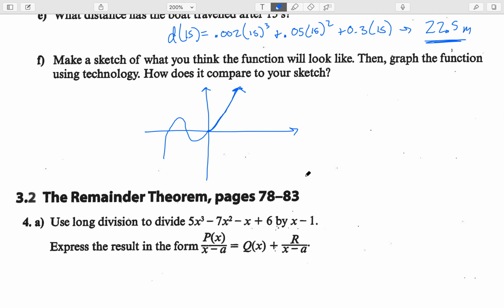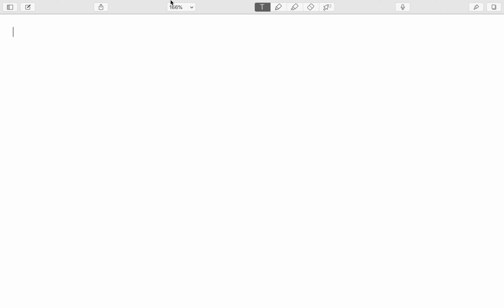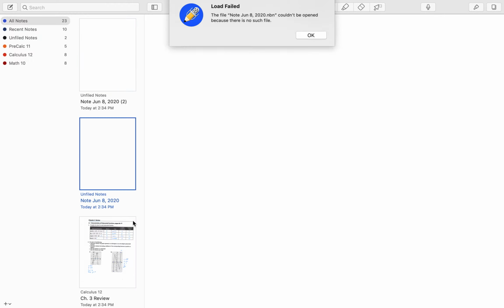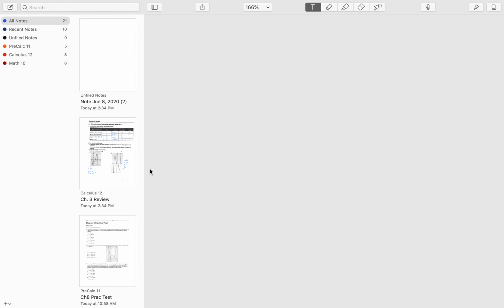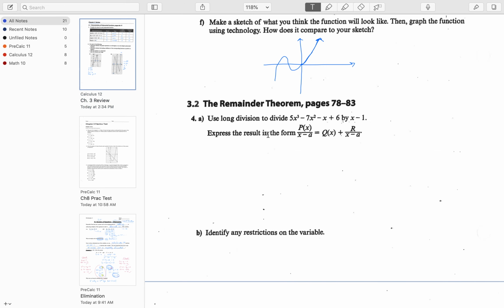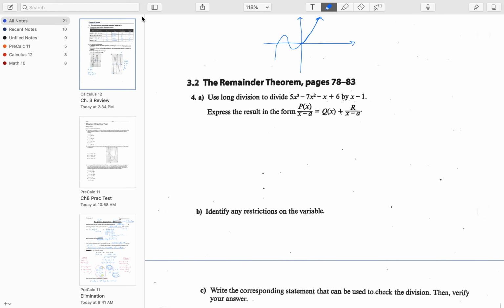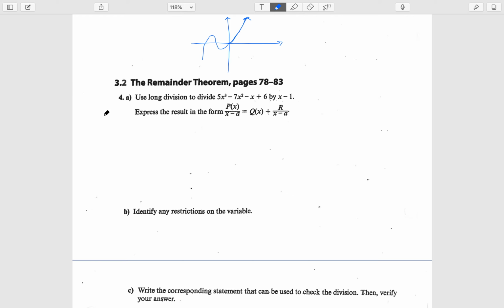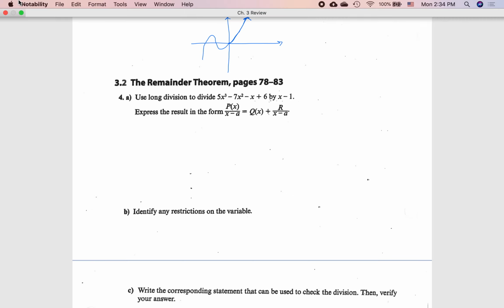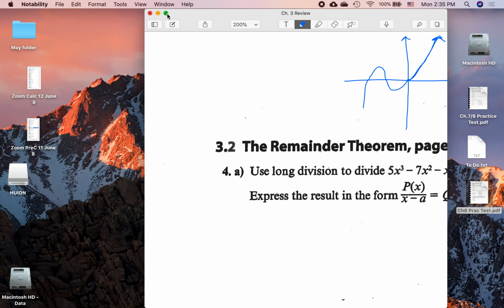Let's get back into the next question. So the remainder, no, that's not what we're doing here. Remainder theorem. Okay, let's do this one. Okay, remainder theorem. Let's do this.